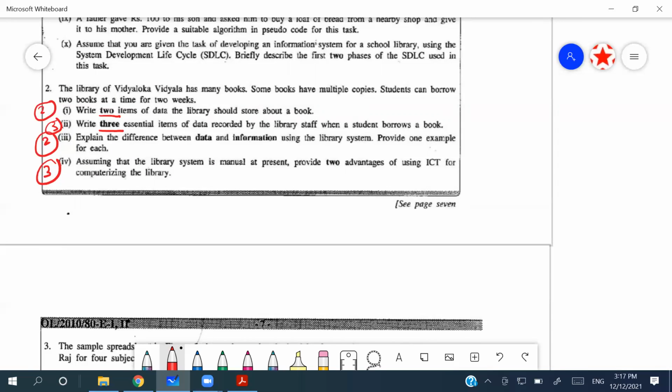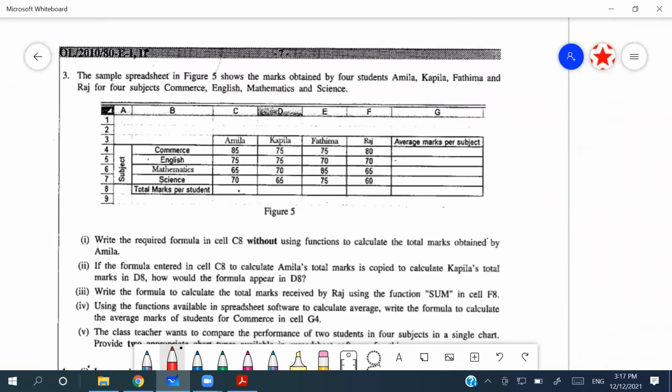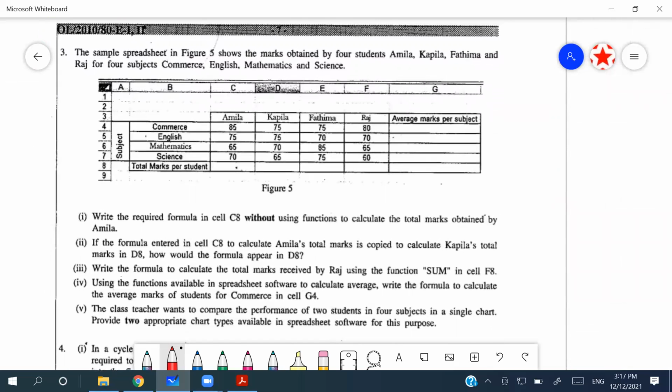Okay, so moving to the third question, the Excel one. Right, it says the sample spreadsheet in figure 5 shows the marks obtained by 4 students, Amila, Kapila, Fatima, and Raj, for 4 subjects: commerce, English, mathematics, and science. I think we have discussed this earlier as well, since we were doing the model paper, but I'll do it again anyway. Write the required formula in cell C8.